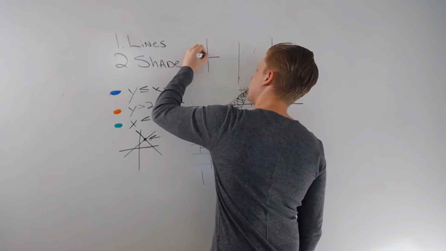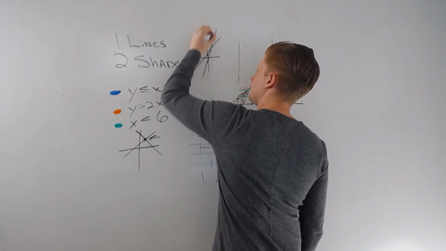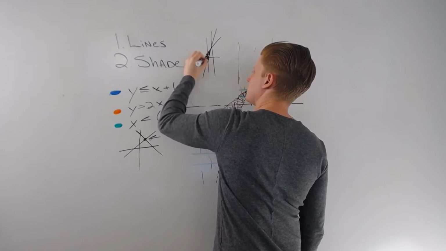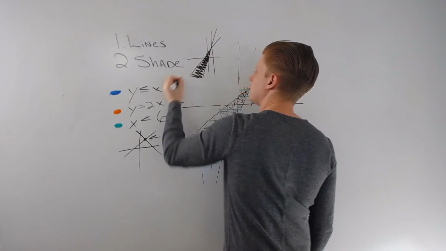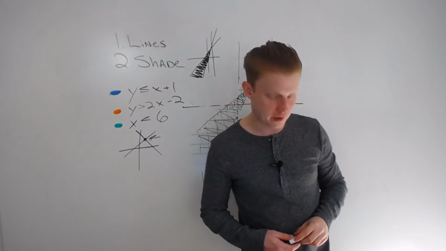Here's my 1 line. Here's my 2 line. Here's my horizontal line, and it would just look like this. That would be what is shaded. You only shade where they all intersect.